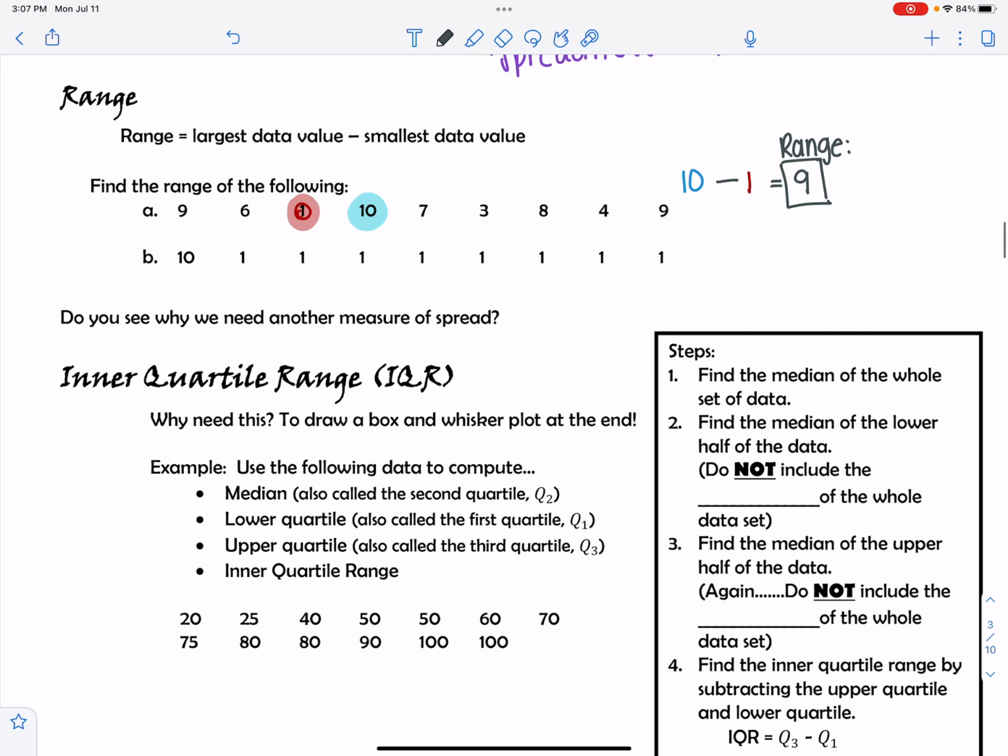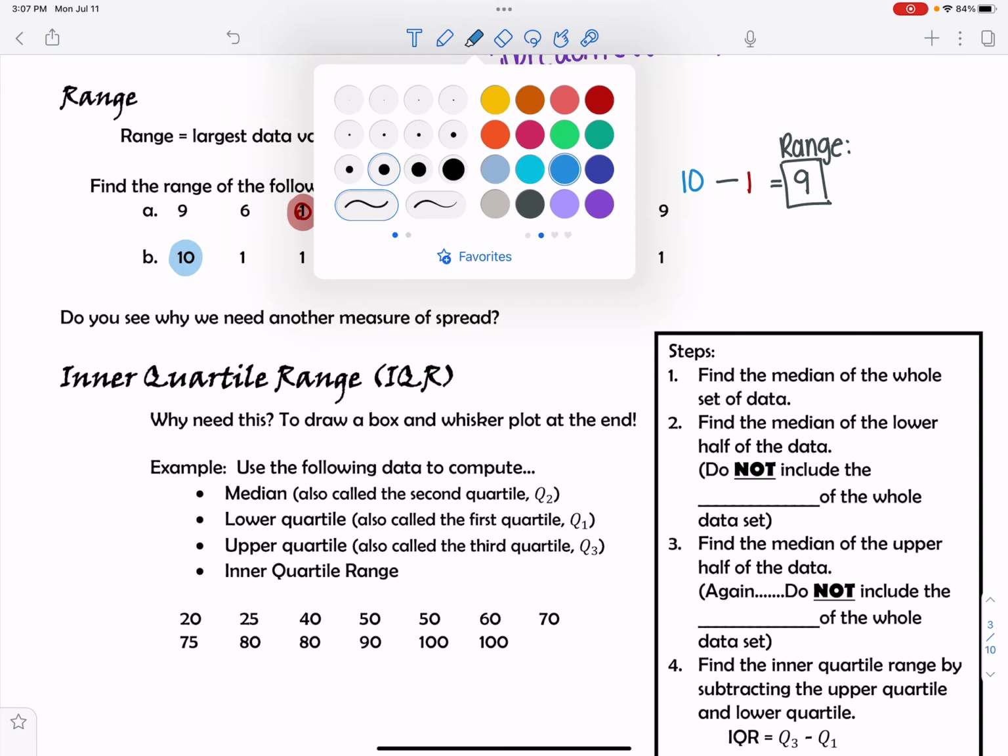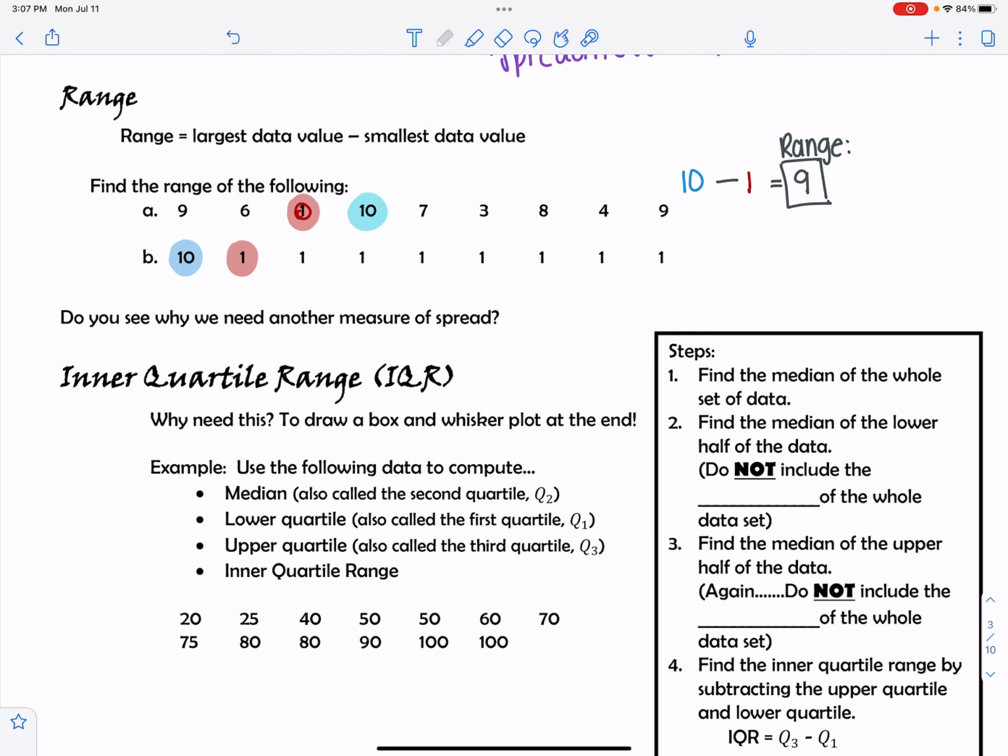Versus the next data set: 10, 1, 1, 1, 1, 1, 1, 1, 1, 1. Still going to find the spreadness. So the largest number is going to be 10. Smallest number is going to be 1. And so the range is going to be the largest, 10, minus the smallest, 1, which is going to give me a range of 9.